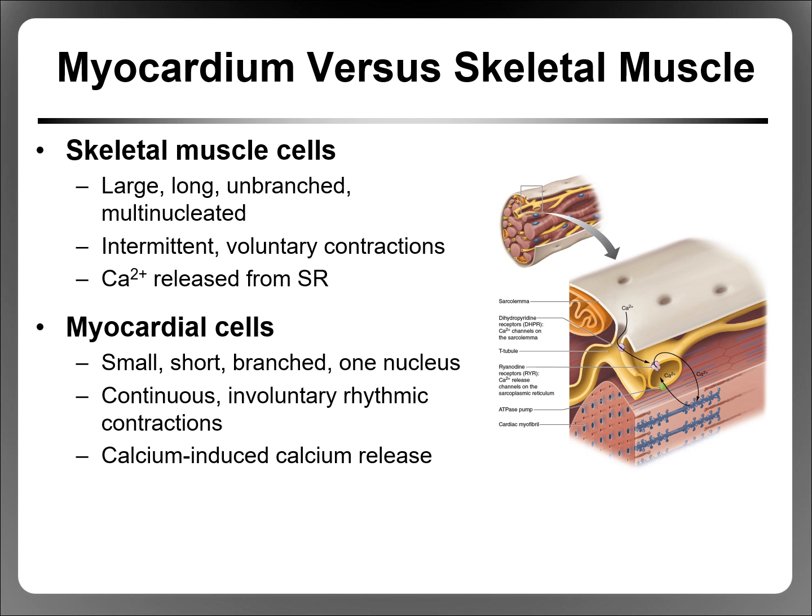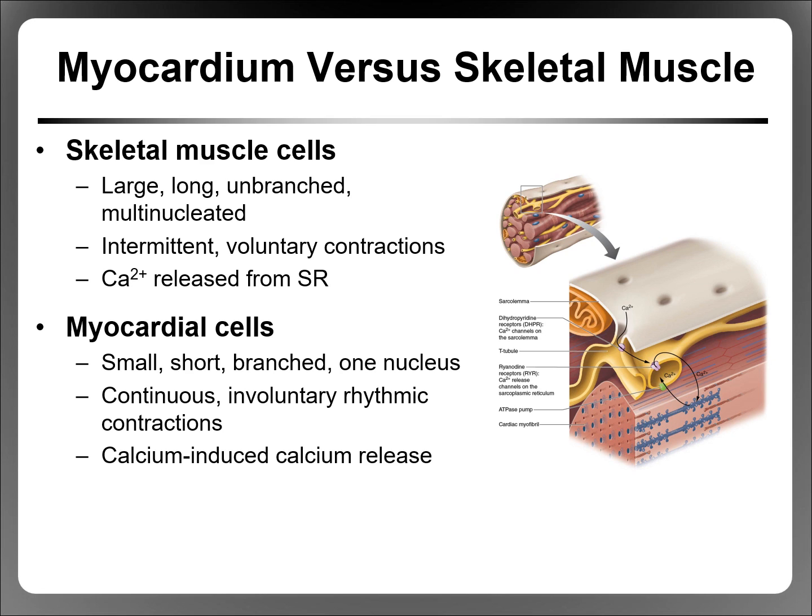So, main differences between myocardium and skeletal muscle. Our skeletal muscles, as we've already talked about, are large, long, and unbranched with multiple nuclei. They're also going to be intermittent in their contractions as well as voluntary. They are going to contract from calcium release from the sarcoplasmic reticulum.